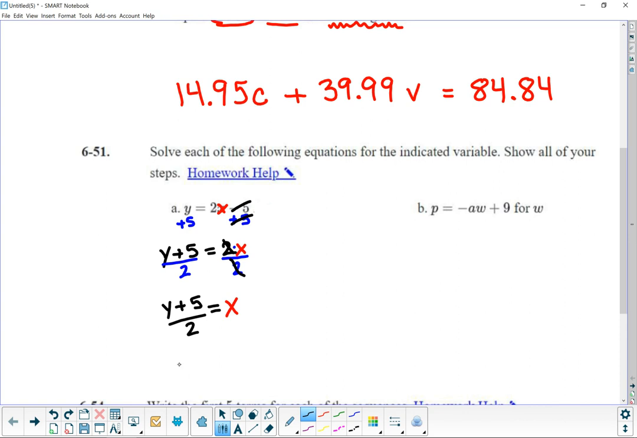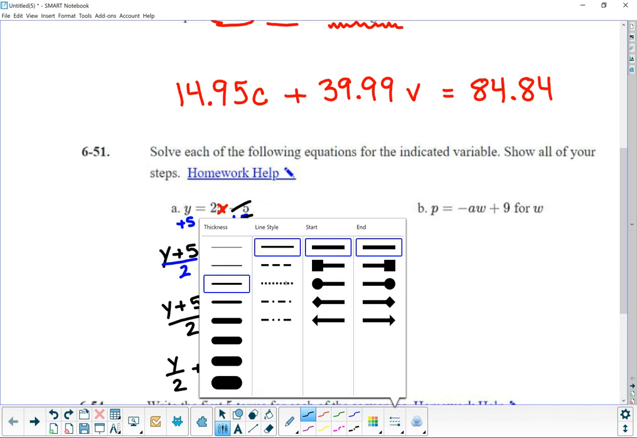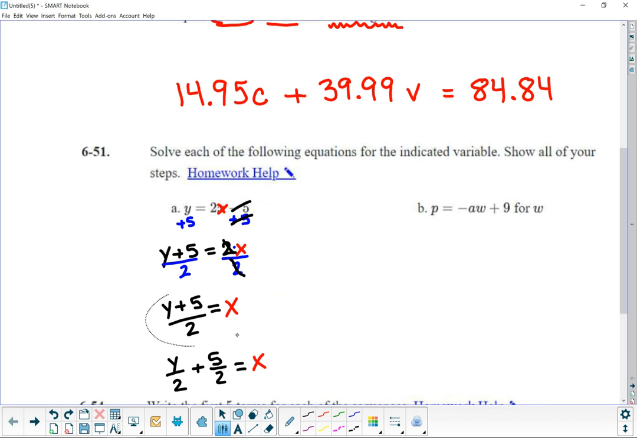Okay. You can also put it as y divided by 2 plus 5 divided by 2, if you want to split it up into two separate terms. Okay. So either one is okay. You can go with either one of these answers. They're both equally correct. Okay, B.